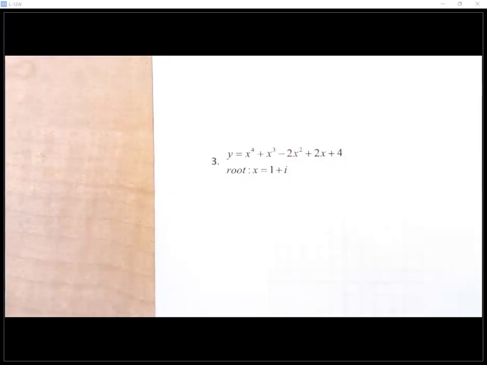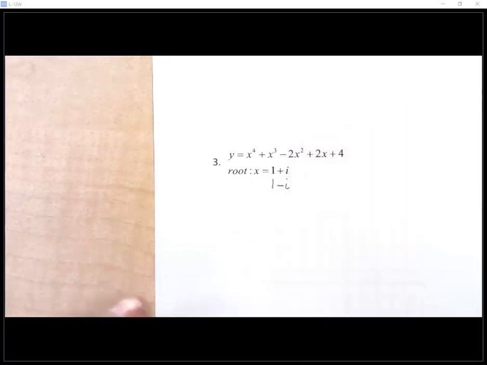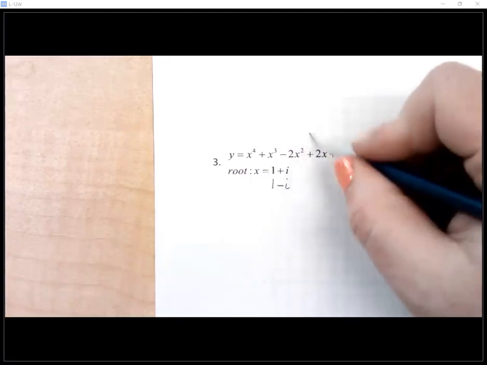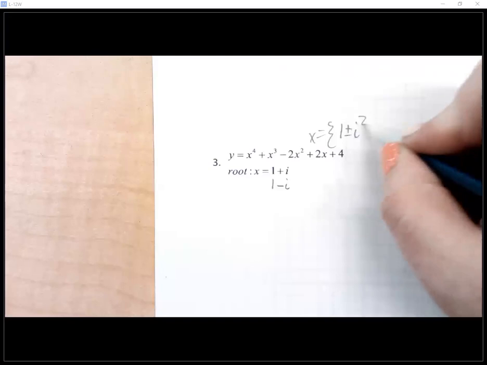They gave me 1 of them, but they really gave me 2. Because isn't the other one just a conjugate? Yeah. So if they tell me 1 plus i is a root, I know 1 minus i is a root. So cool. I have 2 of my 4 so far. So I'm just going to keep a list up here. So far I have 1 plus and minus i. Oh, and I'm just looking for 2 more.